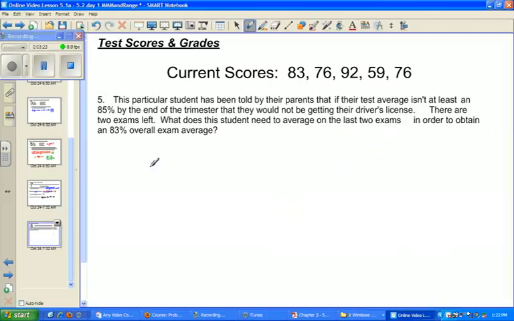One other question that happens, and this relates to what students ask me a lot, is this. It's the same 5 scores up at the top. But let's say that this particular student has been told by their parents that if their test average isn't at least an 83% by the end of the trimester, they would not be getting their driver's license. So the student's a little bit motivated. They want to get their test average up to an 83. They know that there are 2 exams left. The question is, what do they need to average on the last 2 exams to obtain that 83 overall exam average?